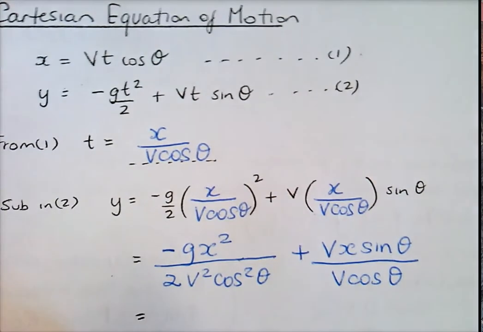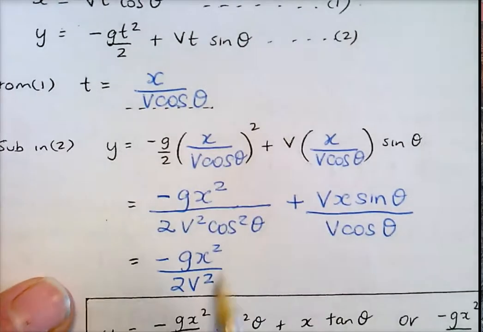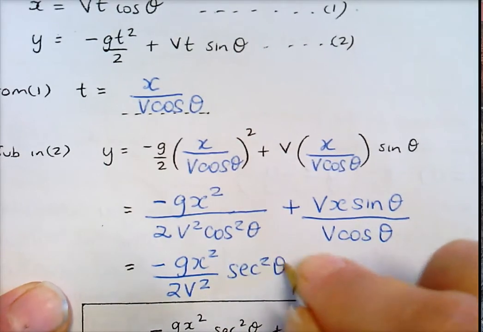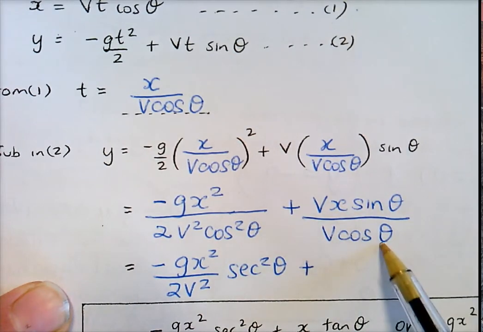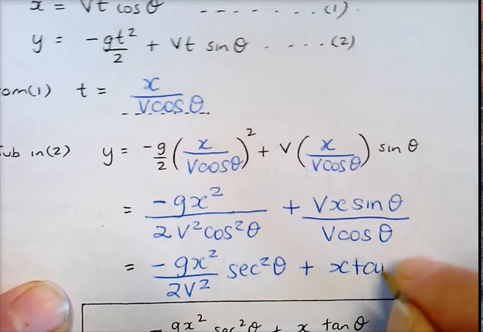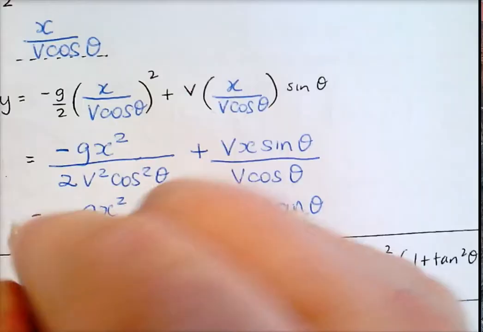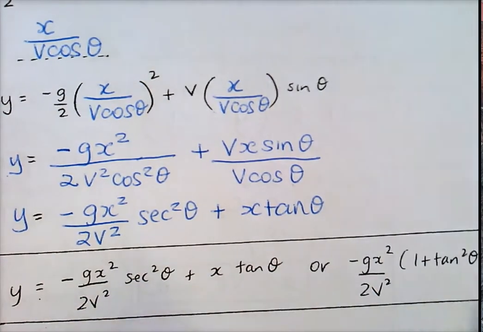Now we can see what's going to cancel. The sine and cos becomes tan. That's right. And 1 on cos becomes sec, so you bring the sec up. I'll keep the negative gx squared over 2v squared. 1 on cos is sec, so I'm going to put sec squared theta up, plus the v's cancel, and sine theta on cos theta is tan theta, and I get x tan theta. So now we've got that in the box down there. So therefore y is equal to negative gx squared on 2v squared sec squared theta plus x tan theta.